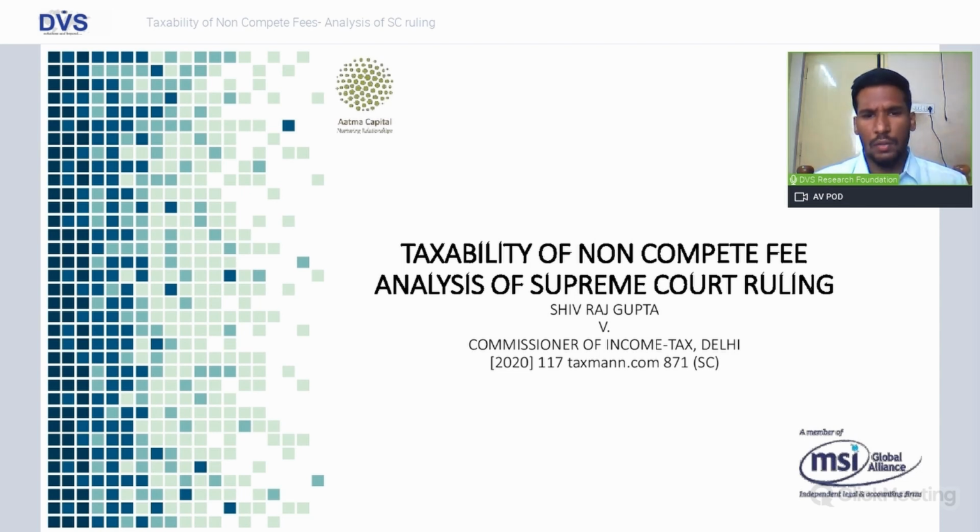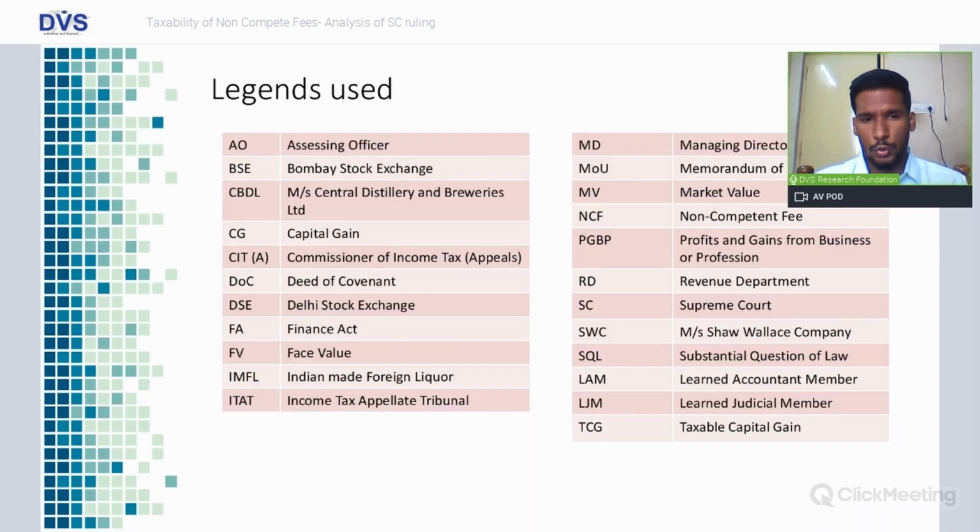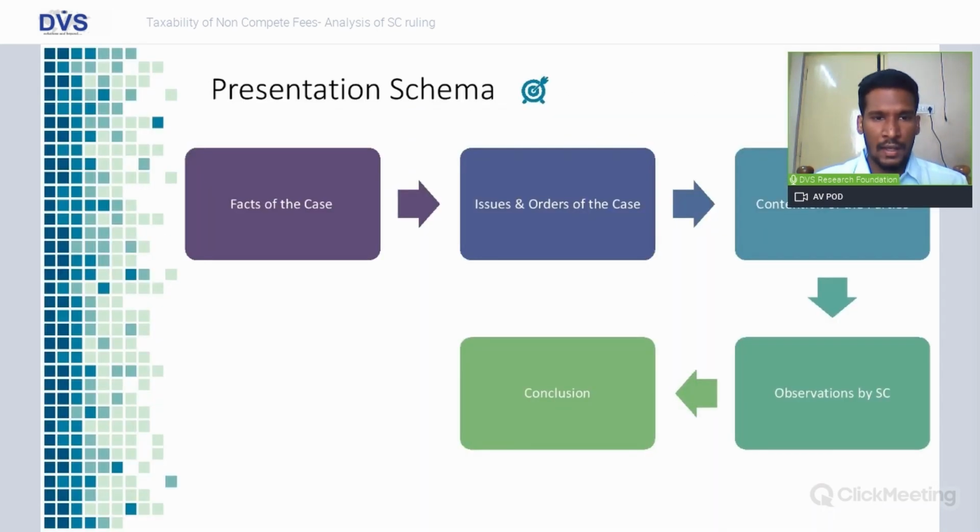So with that background in mind, let's move further with the presentation. Credits to Epsiba for working on this presentation. These are the legends that have been used in the PPT. Once we upload the presentation, it will be very useful for your reference. And this is the presentation schema upon which you'll be approaching this PPT. So we have the facts of the case, issues and orders, contentions of both the parties, that is the revenue and the assessee. Then we have the most important observations of the Supreme Court, and finally we have the conclusions.